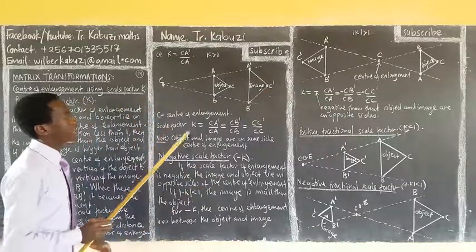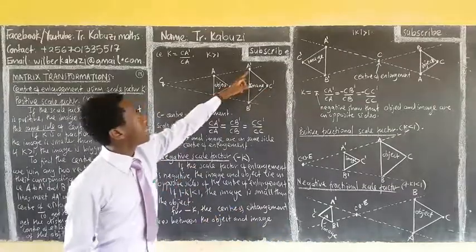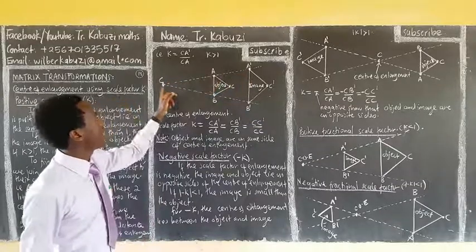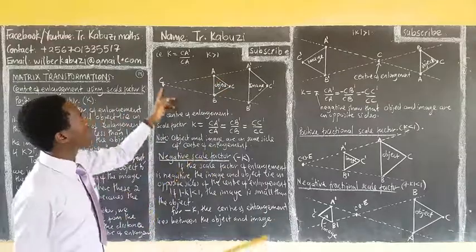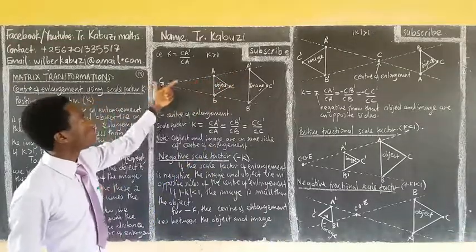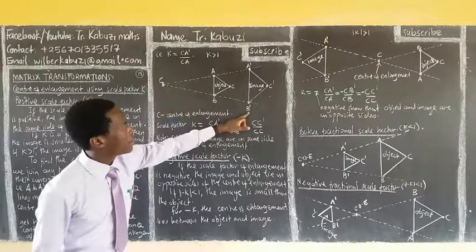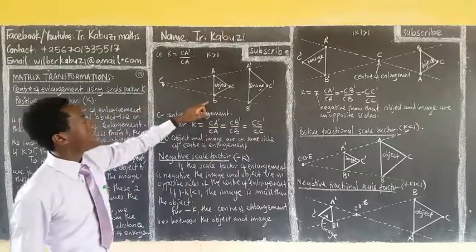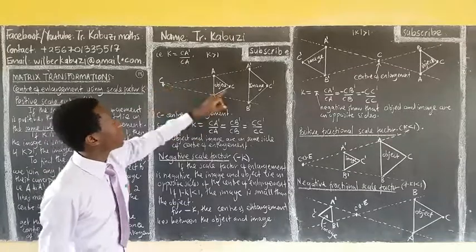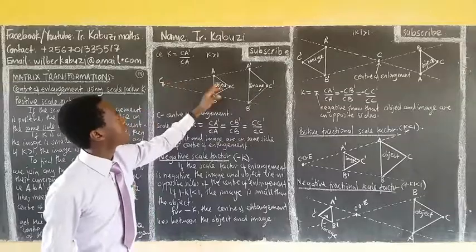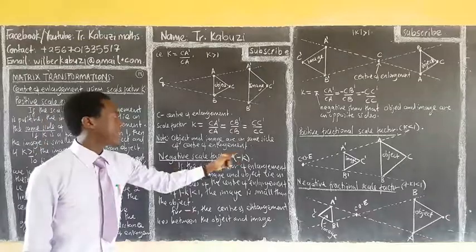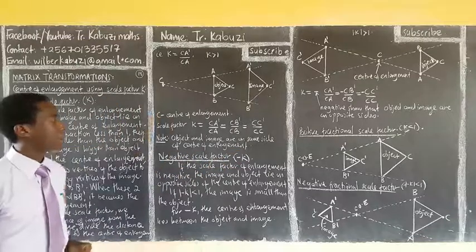Now, to get the scale factor K, we join this to this, then we measure this distance. So it's going to be the distance CA prime over CA. Or you can get CB prime over CB. It's always the image distance over the object distance. Or you can get CC prime over CC. And note, the object and the image are on the same side of the center of enlargement. I think you can see that.